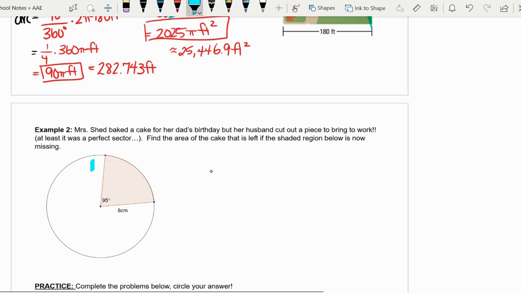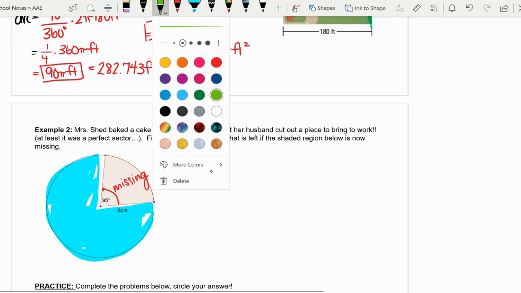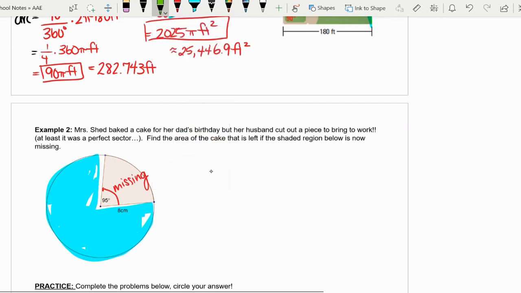So we actually want to find this area that I just colored in blue. It's white in the picture. And they gave us the 95 that is in the missing piece. So much more helpful for us would be this angle that's in the piece that we actually want. So to get that, I'm going to do 360 minus the 95 that was taken away, and that equals 265 degrees.